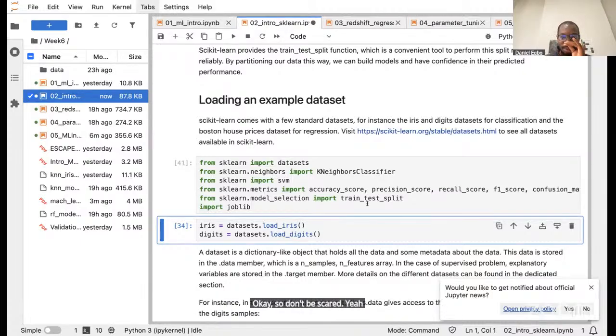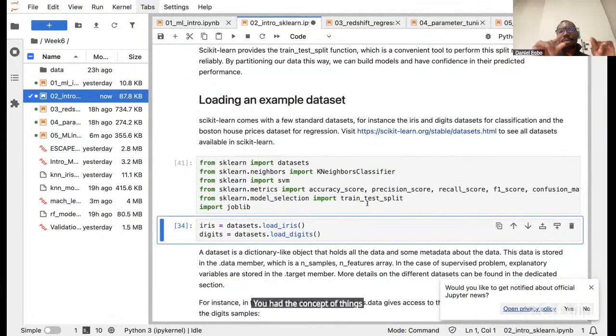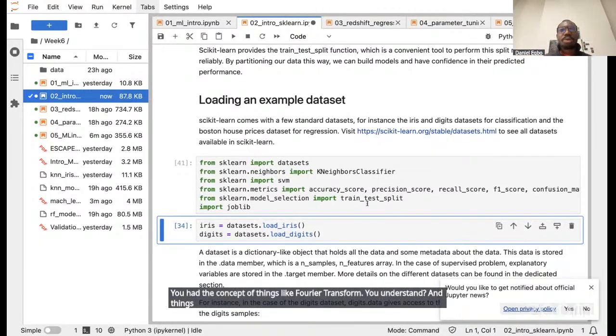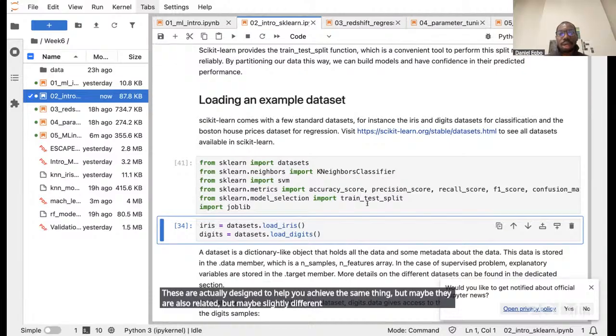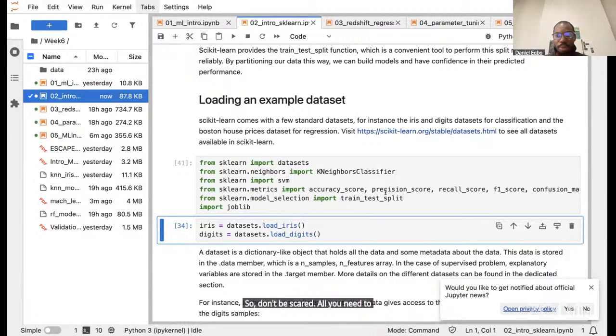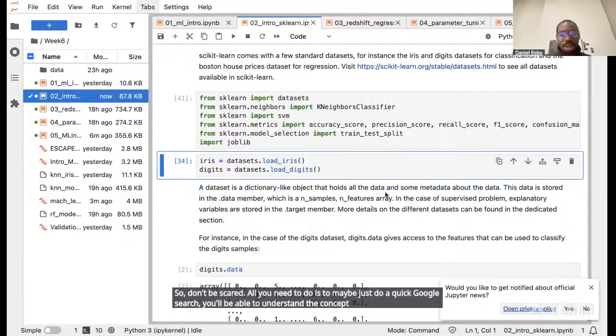Just like in the last lecture, in your time series analysis, you had the concept of things like Fourier transform, you understand, and things like Lomb-Scargle periodogram. These are actually designed to help you achieve the same thing, but maybe they are also related, but maybe slightly different parameters. So don't be scared. All you need to do is maybe just do a quick Google search. You'll be able to understand the concept and the differences in all of this.